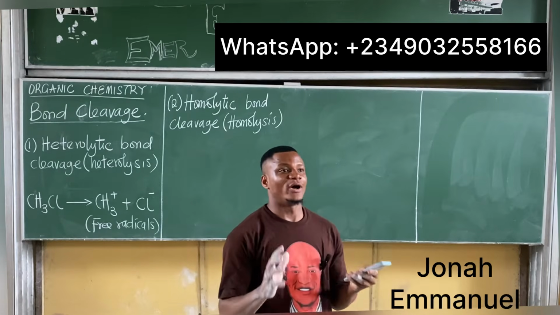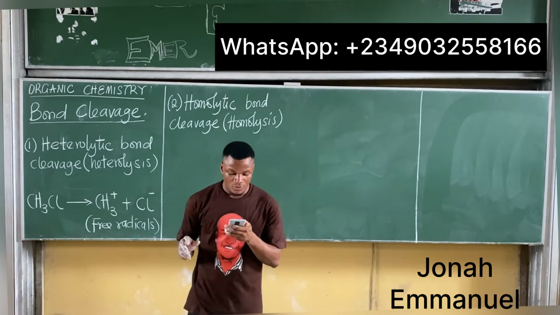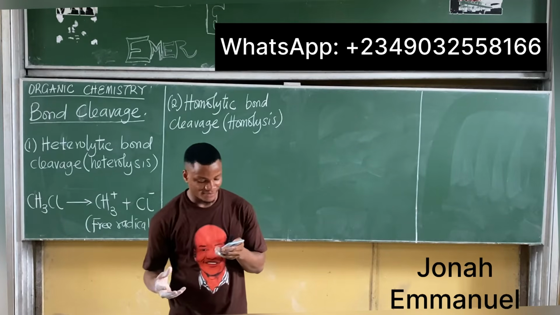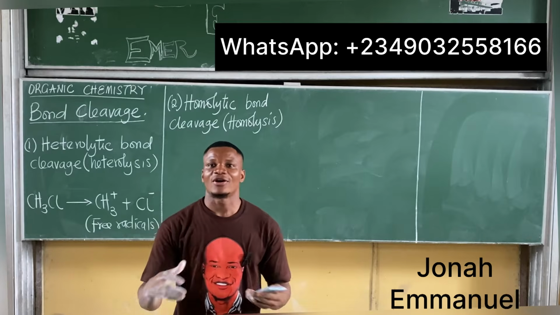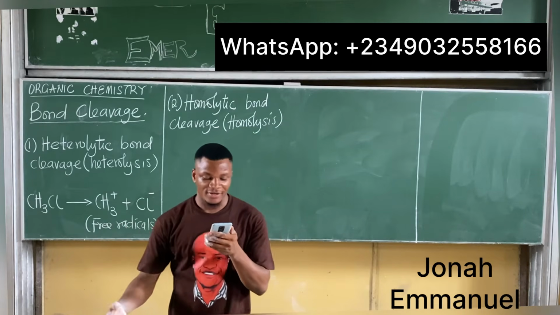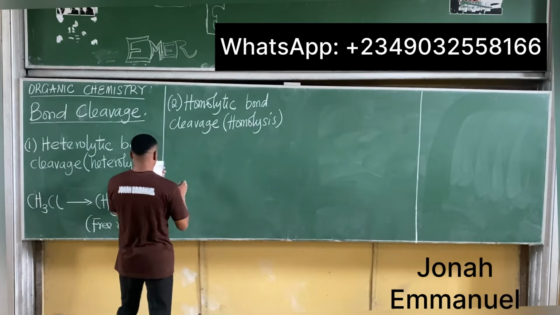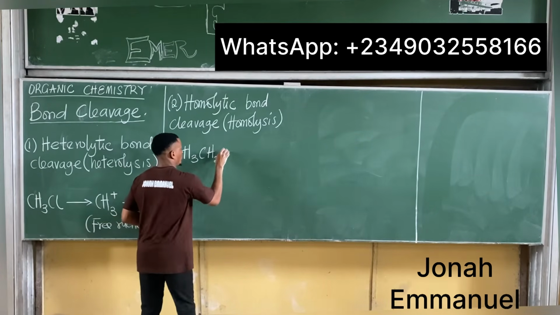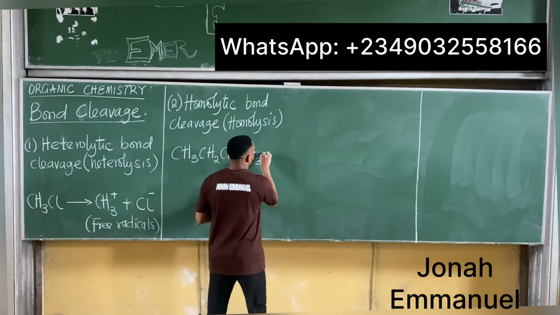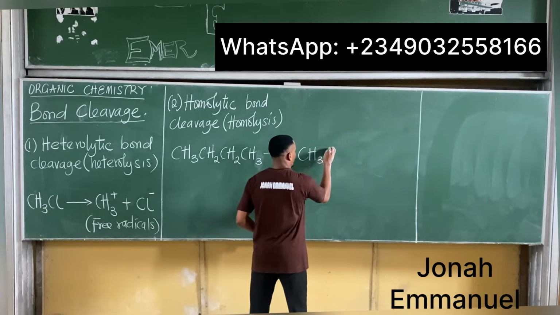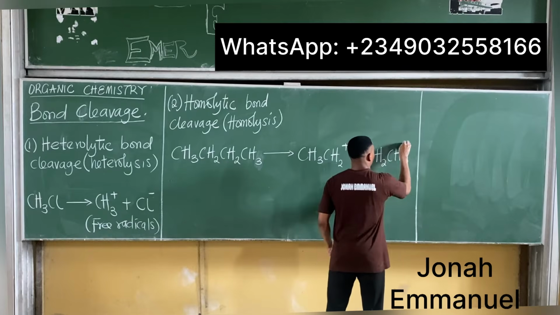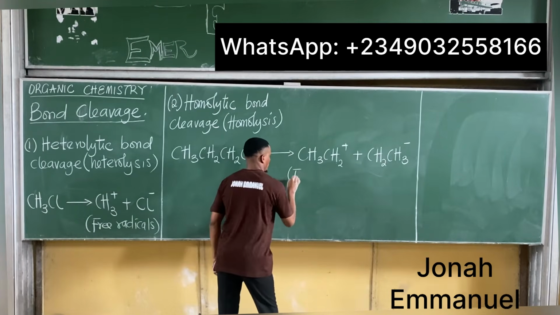It is a breaking of a single bond with the 2 electrons in the bond distributed equally or evenly between the 2 atoms bound by the bond. Example.